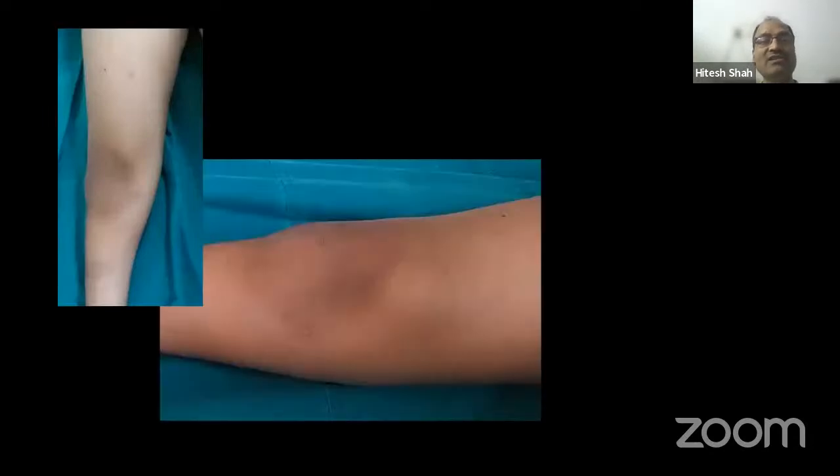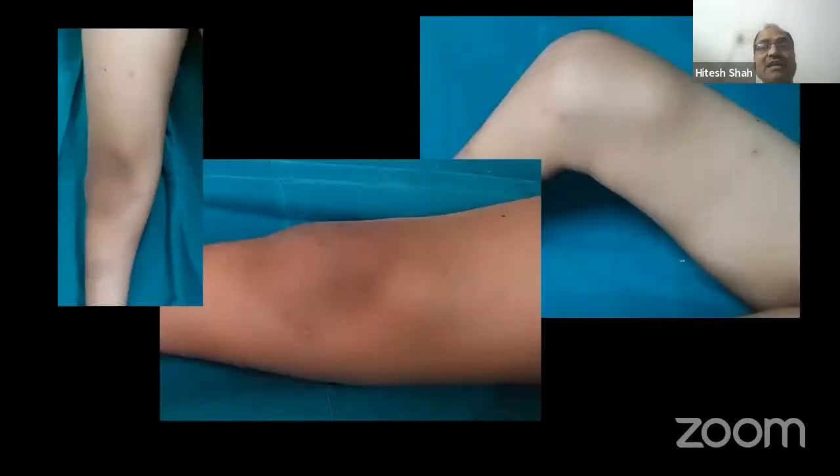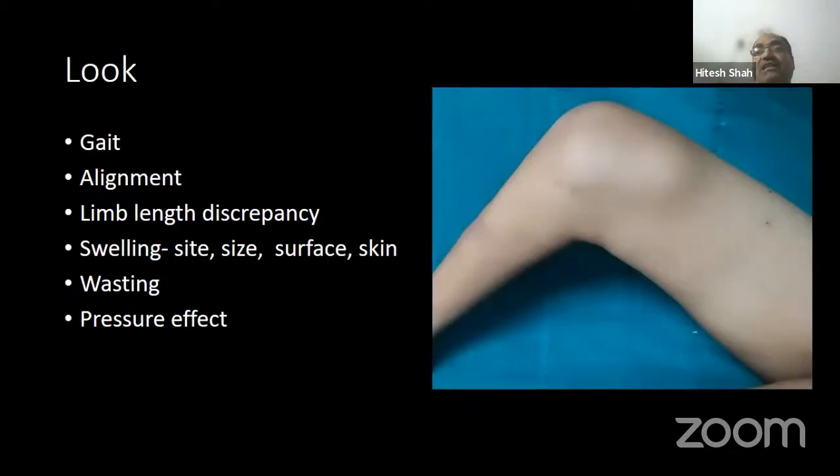Okay, so when we are seeing a case, say a 15-year-old child presents with a long-standing history, an 8-month history, and it's painful. So that's what we need to check and look. Whenever you talk about the gait, whether it is antalgic or non-antalgic, how is the mechanical alignment, what is the discrepancy? As we see the swelling, we need to define exactly what is the site of the swelling, what is the size of the swelling, how is the surface of the swelling, whether it is well defined or ill-defined, and whether the skin is normal or not.